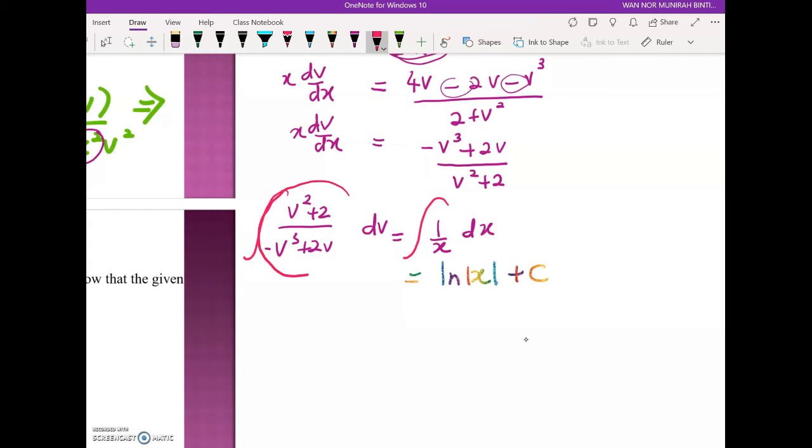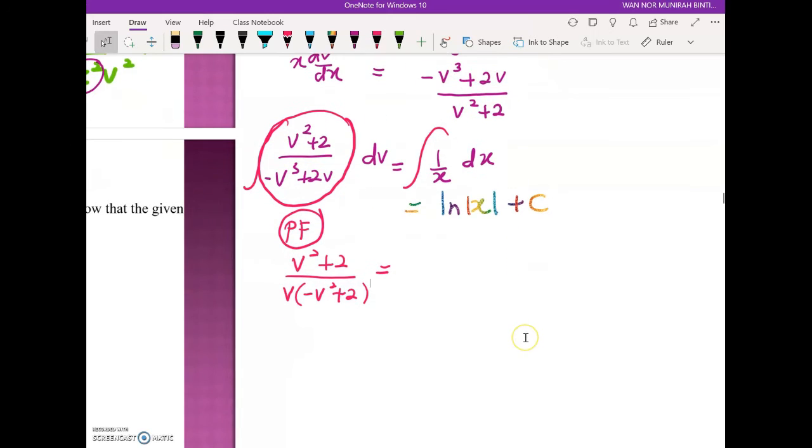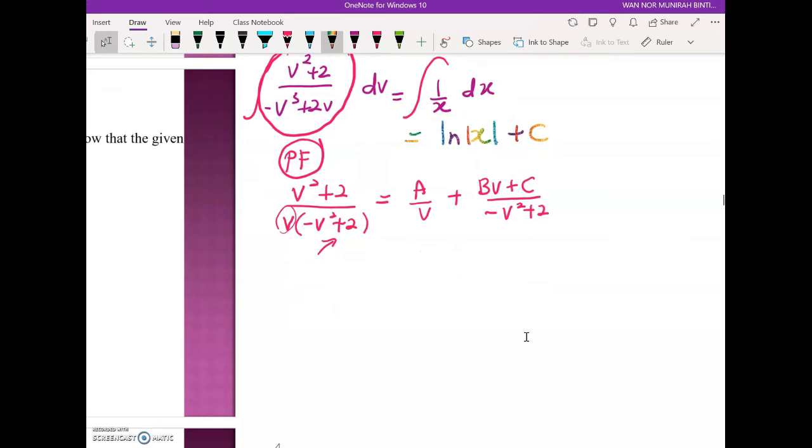So now we move to partial fraction to solve for this integration, so that we have v squared plus 2 over v times negative v squared plus 2. Performing partial fraction, this one is linear, so A over v, plus this one is quadratic, so Bv plus C over negative v squared plus 2. Then I try to cross multiply.